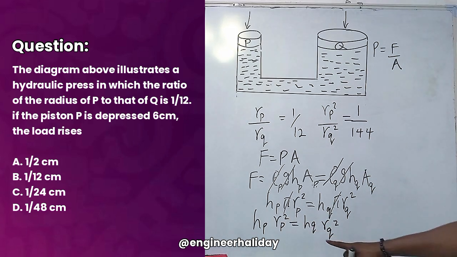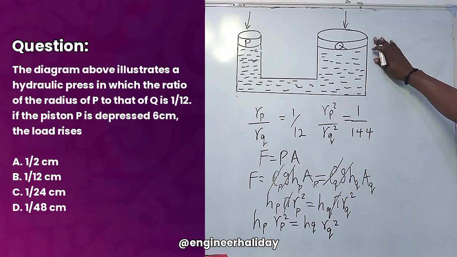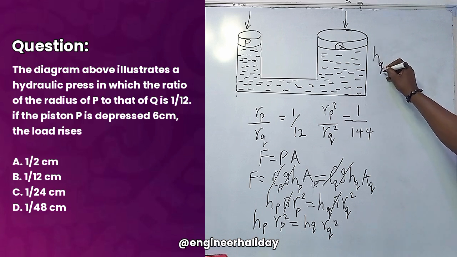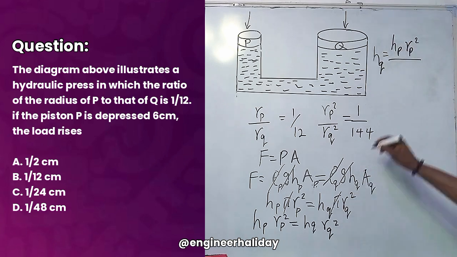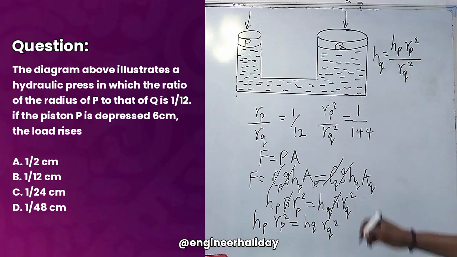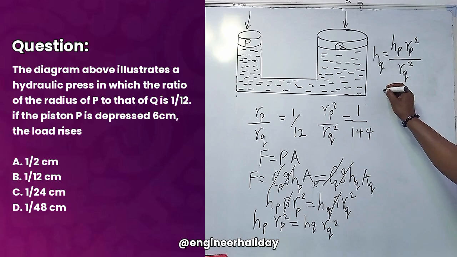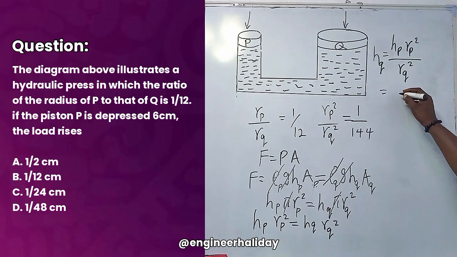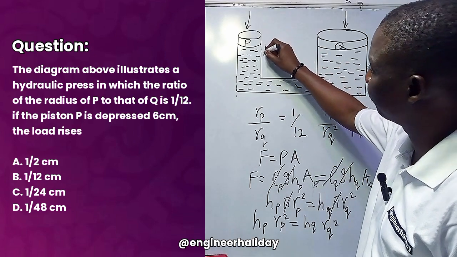Now, having known that, we are looking for hQ. So hQ is simply going to be hP rP square divided by rQ square. So let's play with it. rP square is 1. hP is what you use to depress, they gave us hP.